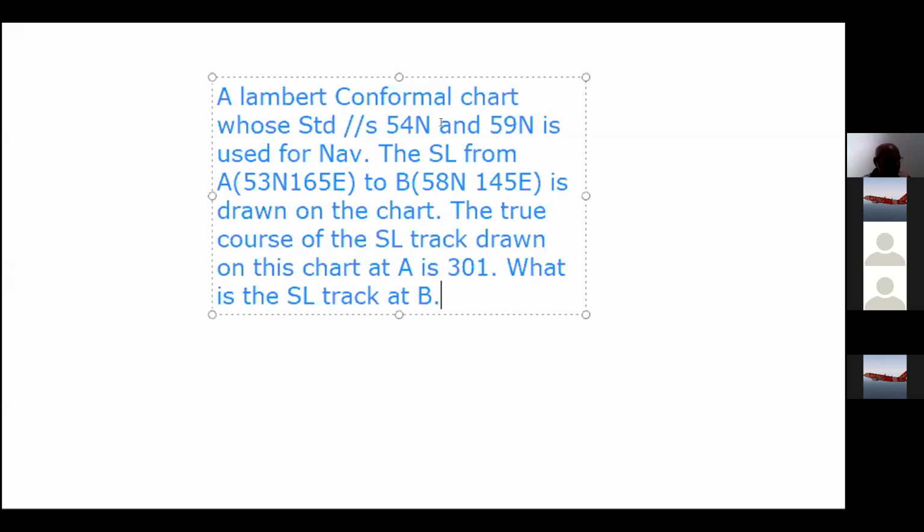Does that mean we just need to take the reciprocal of 301? The true track of the straight line track drawn? No. How much is it at B? That is the same track. At A it is 301 because it's a straight line track. It's a great circle track. So what you need to find out is the convergence angle and then apply it to 301. You will get the track at B. Correct? Are you understanding? Find out convergence, you'll get the convergence angle and you apply it.